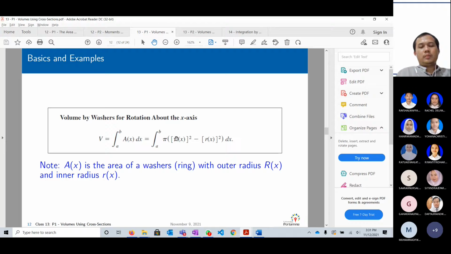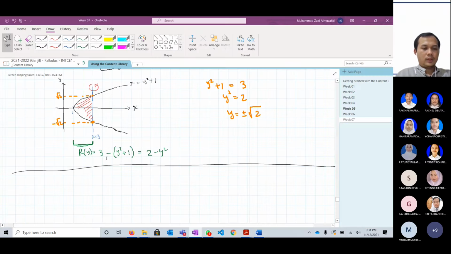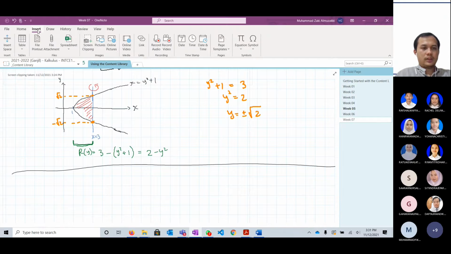The volume is basically the same, just that we take the bigger area minus the smaller area. So, for example, this one, let me give you the illustration.